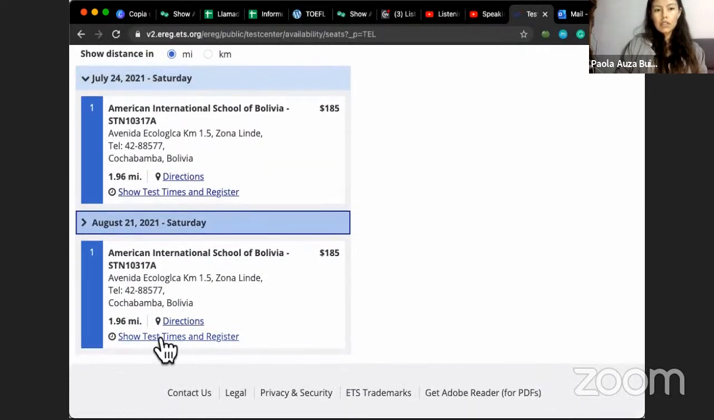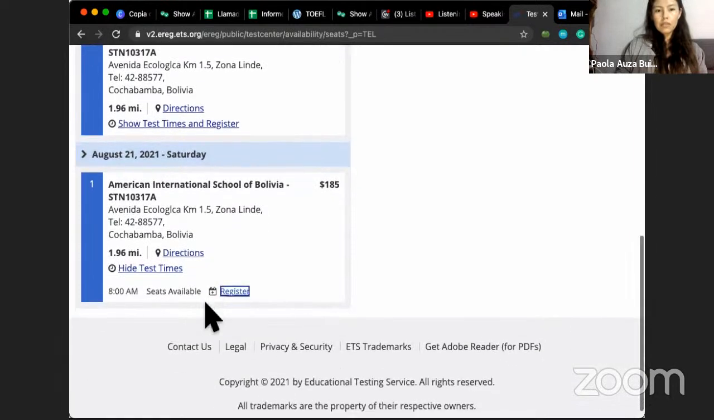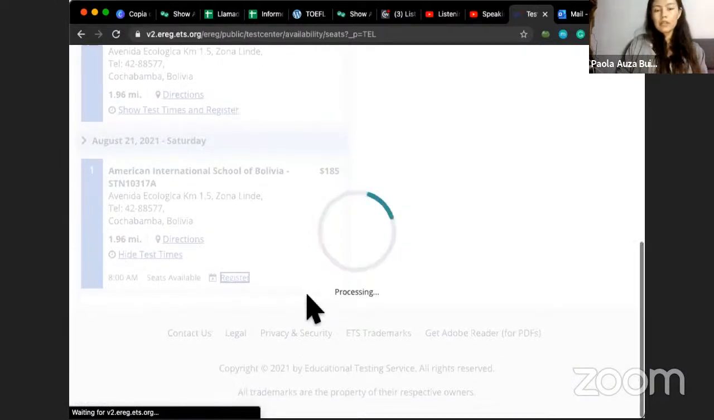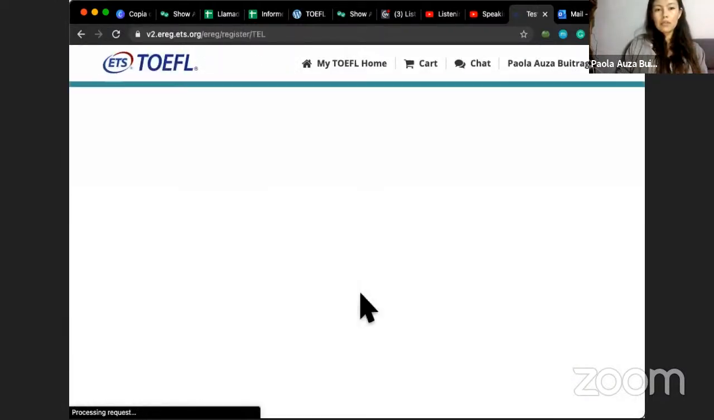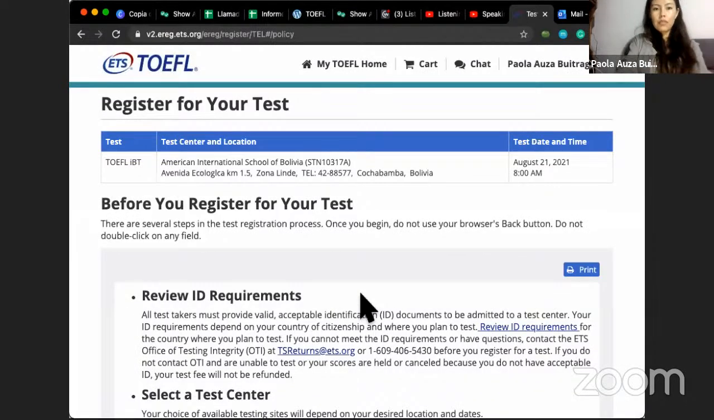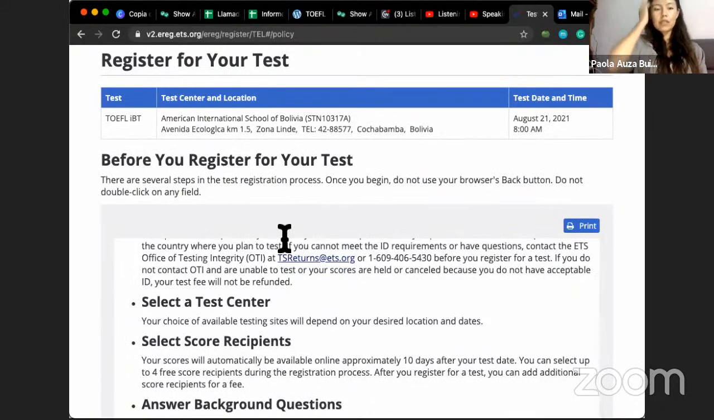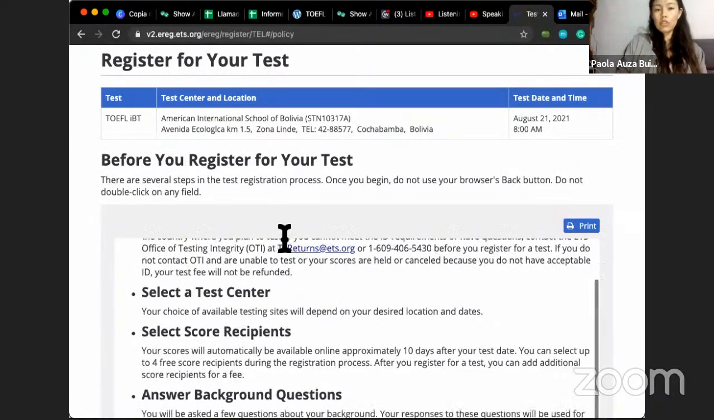Y le doy aquí Show Test Times and Register. Y luego le doy otra vez clic a Register. Y me va a mandar la opción aquí, ¿no? Y me va a ir diciendo cómo hacerlo. Entonces, aquí no tengo la opción de escoger un horario ni nada por el estilo. Simplemente ya me está dando, ¿no? Me dice el horario, me dice la fecha, me dice dónde. ¿Ok? Ahorita van a ver en el Home Edition cómo es. Es más amplio porque obviamente yo decido.